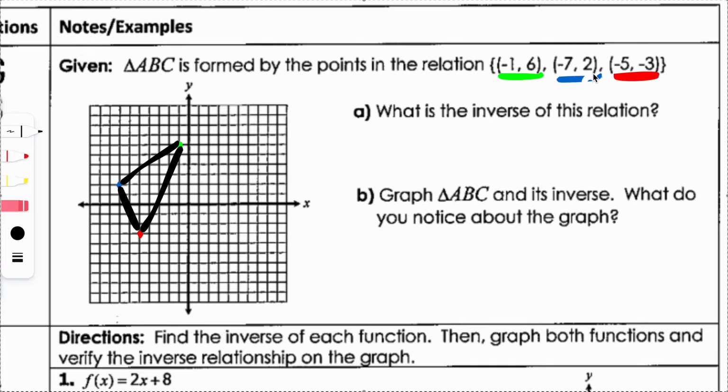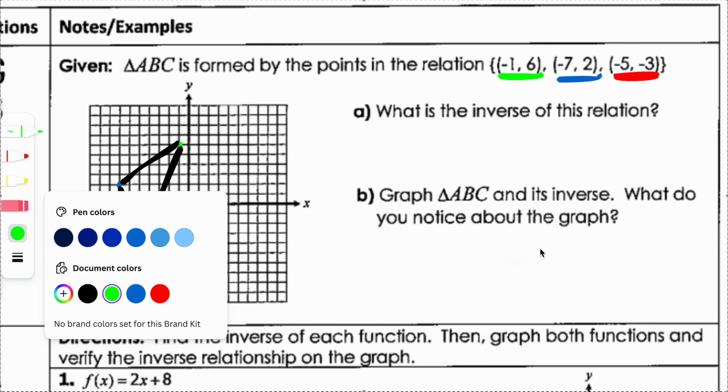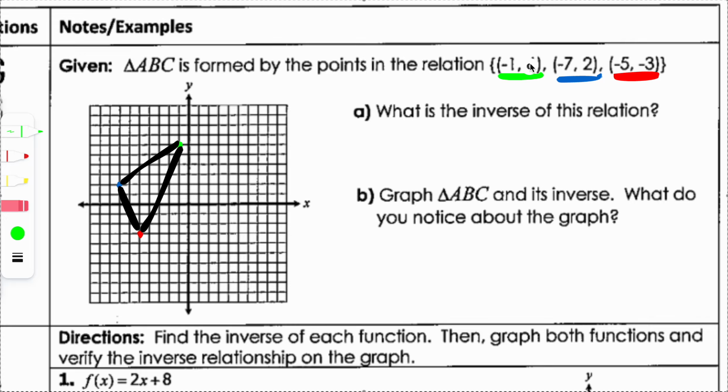So remember, when we have a set of points, just like we did in the very beginning, we're just going to switch the input and the output. So instead of -1, 6, we're going to write 6, -1. So that's going to bring us here, right there.